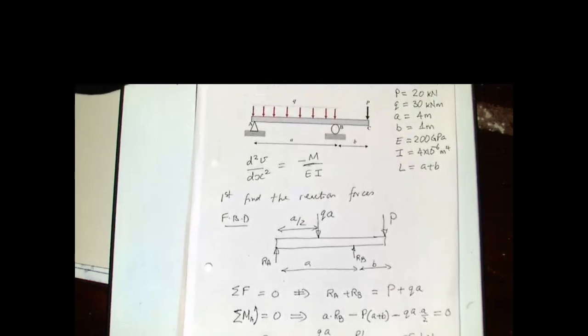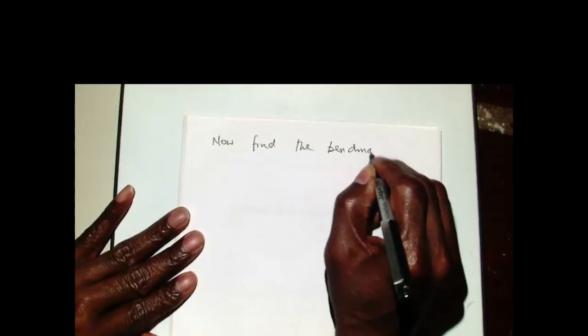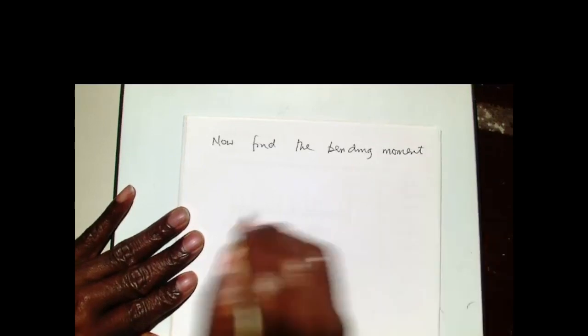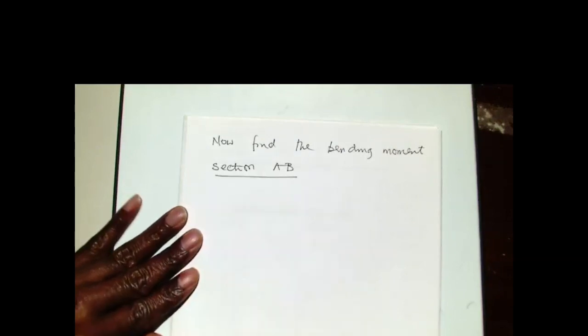Okay, so let's now do how to find the bending moment now that we have the reaction forces. Now we want to find the bending moment. I'm going to start with section AB first. So section AB is the one that has the uniformly distributed load. So we're going to take any arbitrary distance from the left-hand side, but we are still within that section AB.